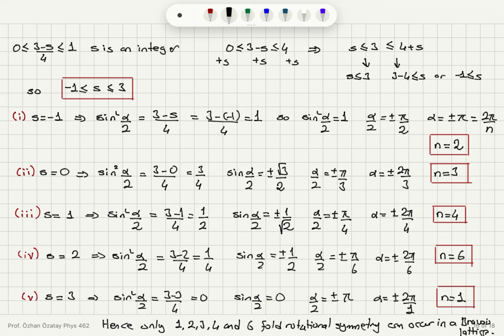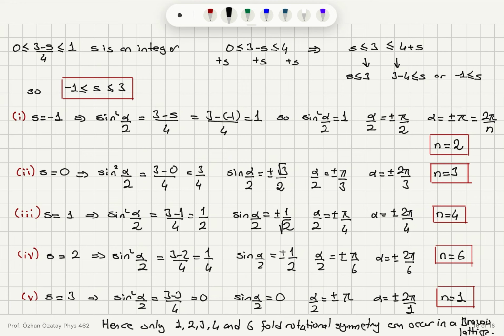If I substitute, however, s equals 2, sine square alpha over 2 is 3 minus 2 over 4, which is 1 over 4. Sine alpha over 2 is plus or minus 1 over 2, that is 30 degrees. So alpha over 2 is 30 degrees. Alpha is plus or minus 2 pi over 6. N equals 6. You see 2, 3, 4, and 6.